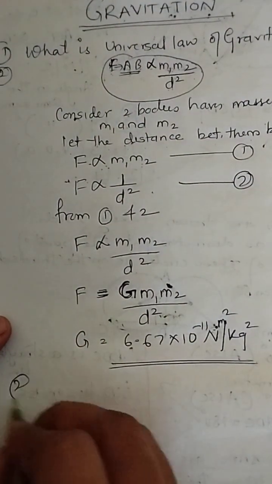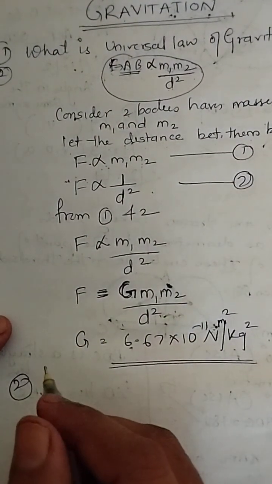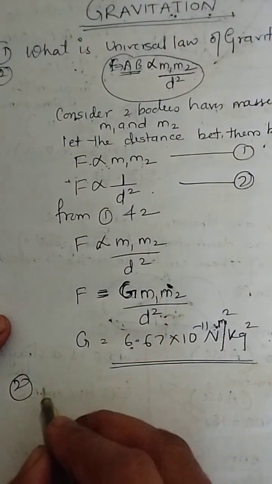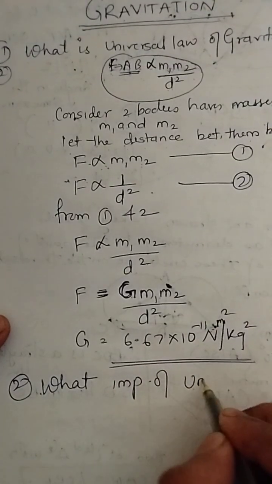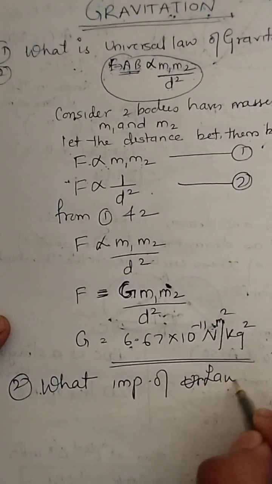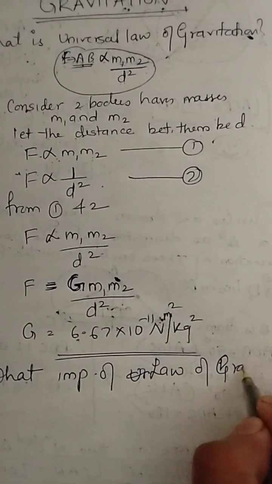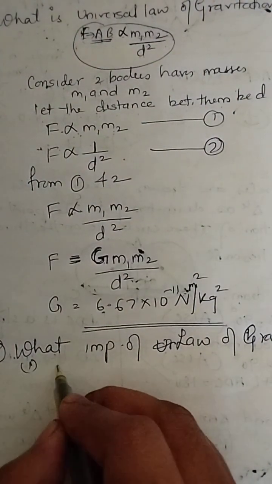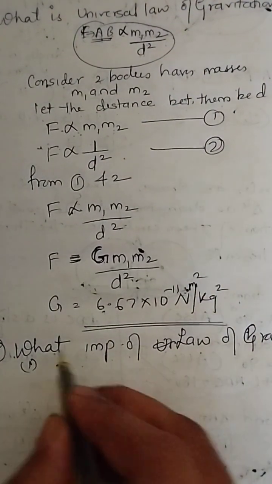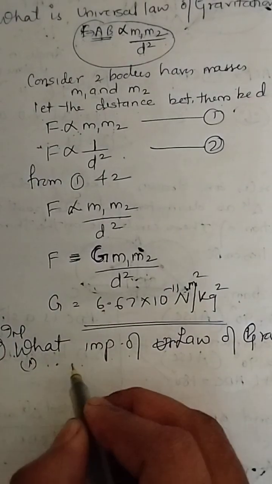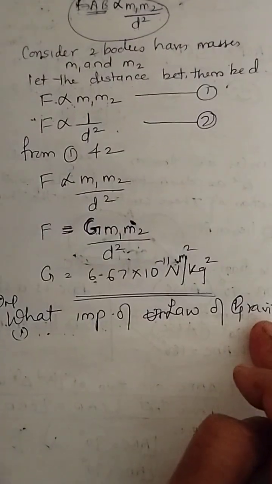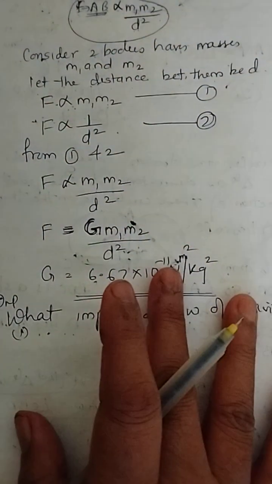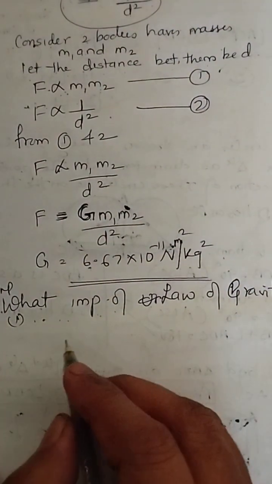Very important question. The second question they ask you here is, what is the value of G? And they ask you, what is the importance of the universal law of gravitation? This also is there in the textbook. The importance is that it is the force that binds us to the earth. This is also a very important question. Then the motion of the moon around the earth is because of gravitation. Then the planets moving around the sun is also due to the gravitational force.